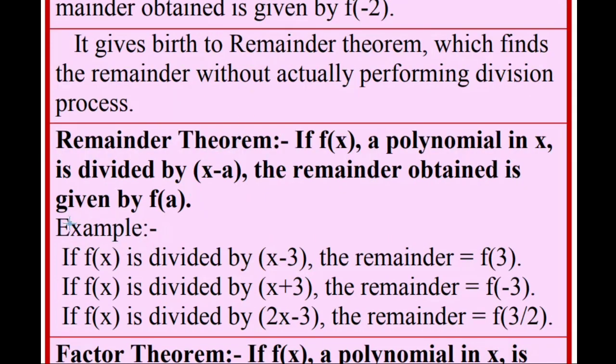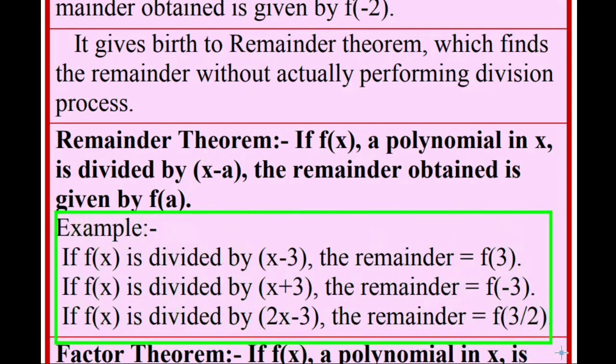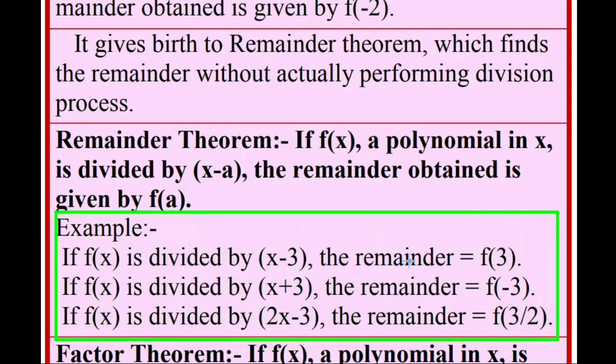Let's see some examples. If f(x) is divided by x minus 3, then the remainder obtained is f(3). Next one, if f(x) is divided by x plus 3, the remainder obtained is f(-3). And if f(x) is divided by 2x minus 3, the remainder obtained is f(3/2).